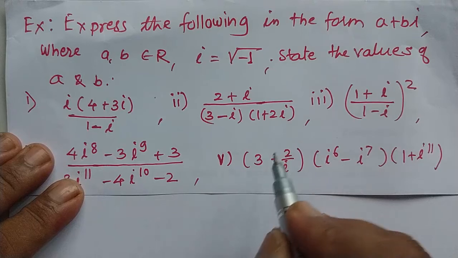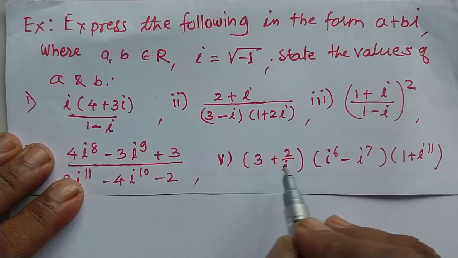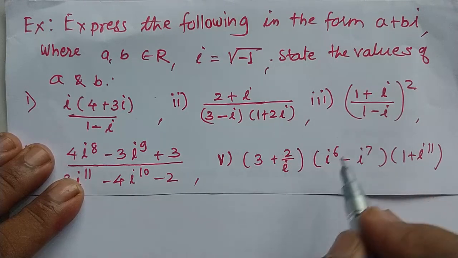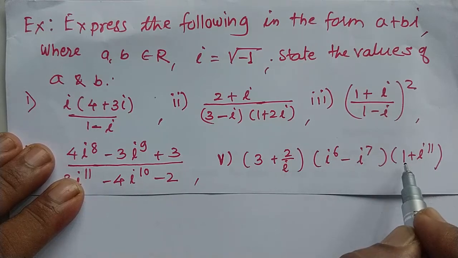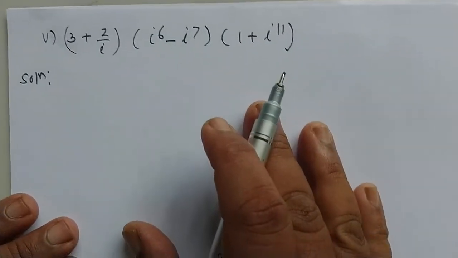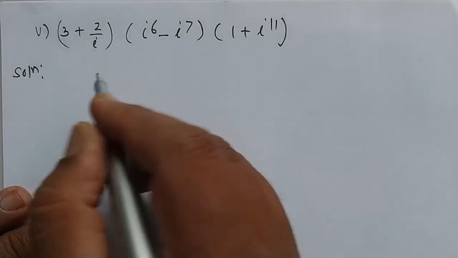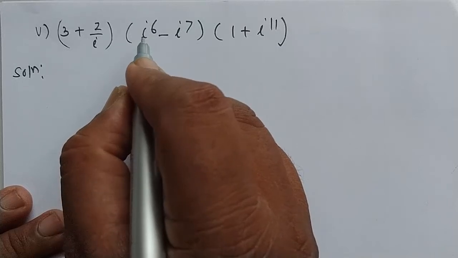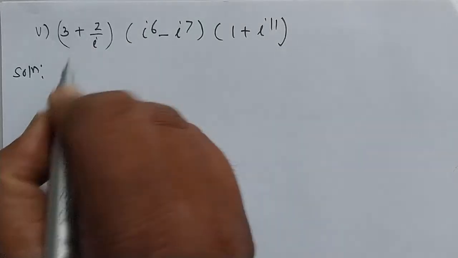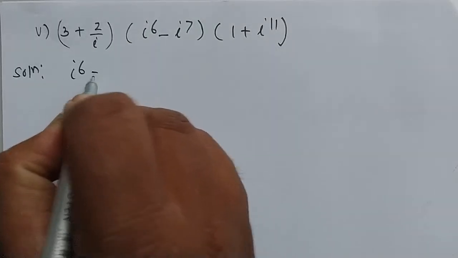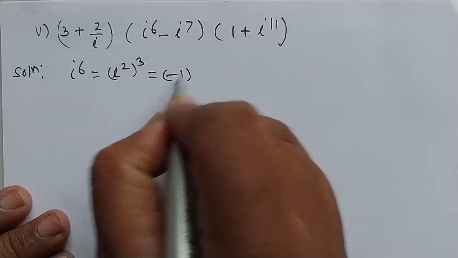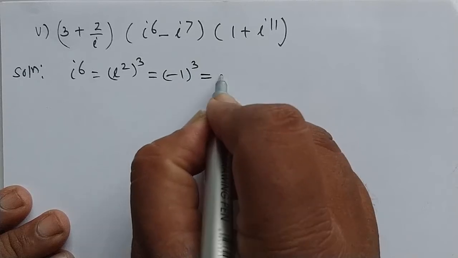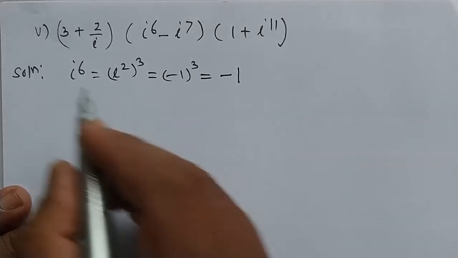Example number 5. (3 plus 2i) upon (3 plus 2 upon i) into bracket (i raised to 6 minus i raised to 7), (1 plus i raised to 11). Solution. We first simplify the power of i. Here i raised to 6 is equal to i square raised to 3. i square is minus 1, raised to 3 means it is minus 1.